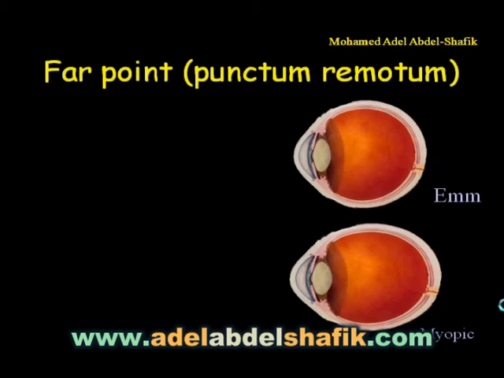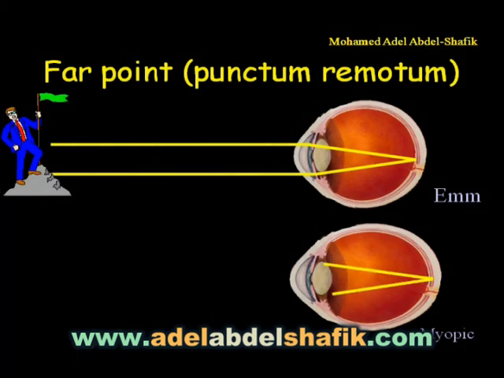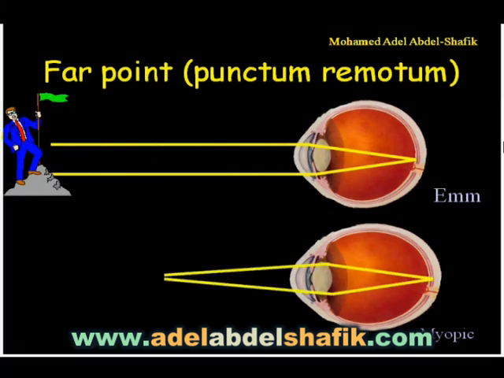لو حبينا نشوف الفار بوينت، في حالة الامتروبيا ببتدي من الريتنا، فبلاقي الريس خارجة واصلة للانفينيتي، دي العين النورمال، يبقى الفار بوينت انفينيتي. العين المايوب it is a strong system، يبقى الريز هتخرج convergent وهتتجمع في بوينت ما اقرب للعين من الانفينيتي، يبقى الفار بوينت اوف ذيس اي هي اقرب من الانفينيتي.